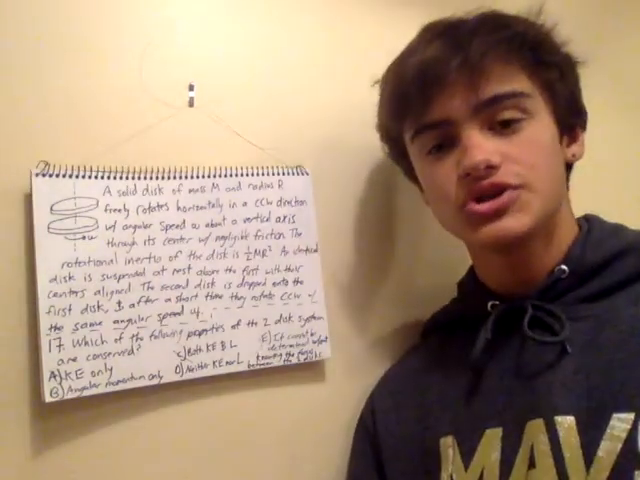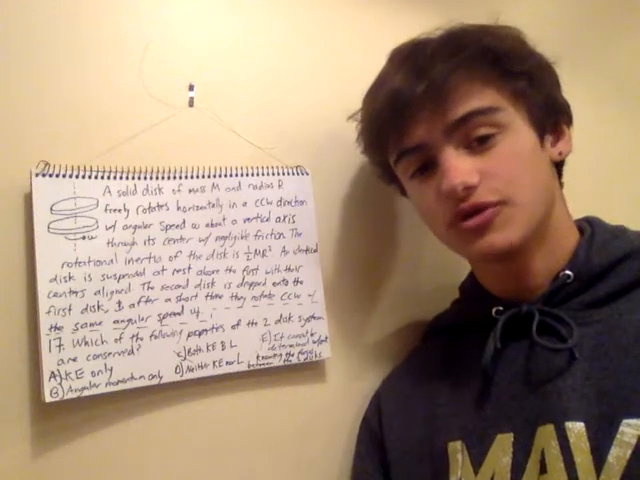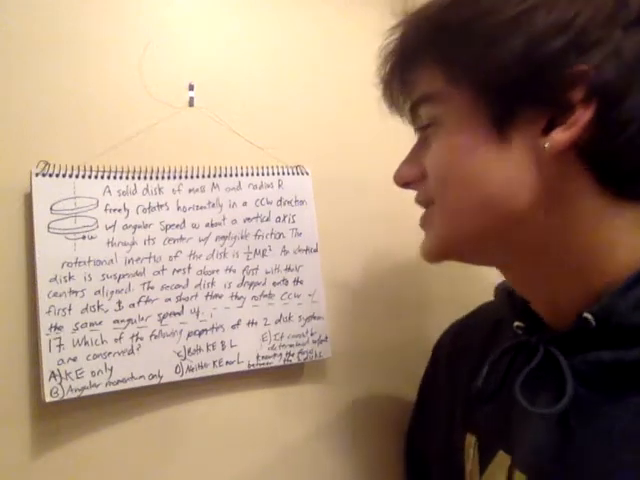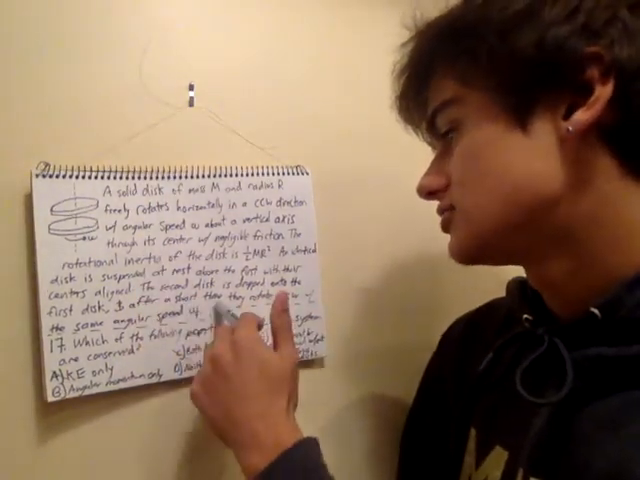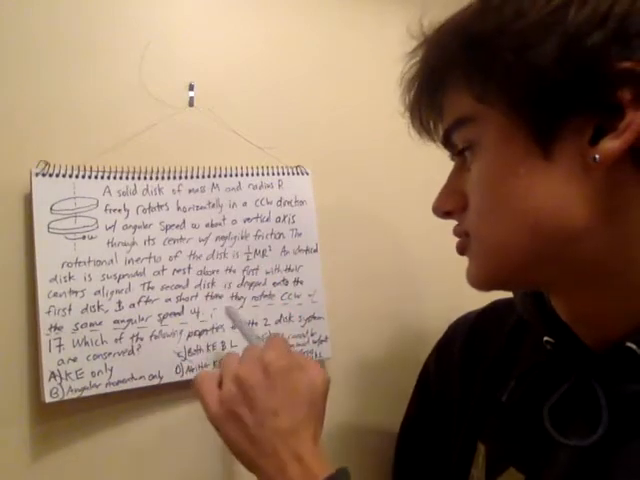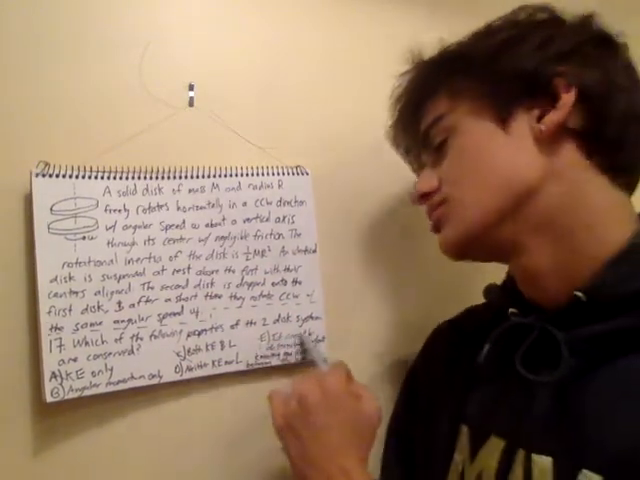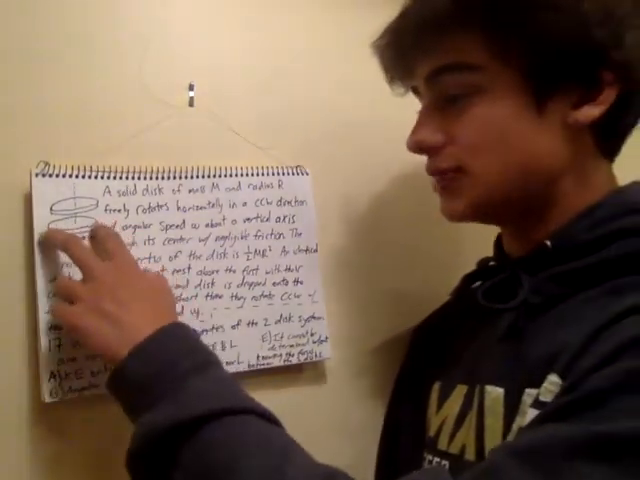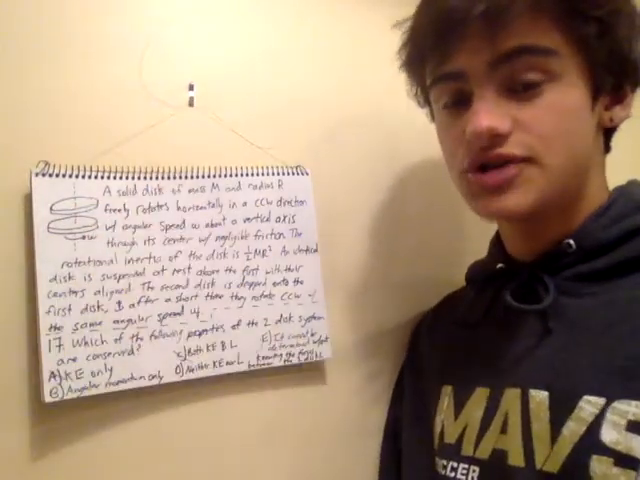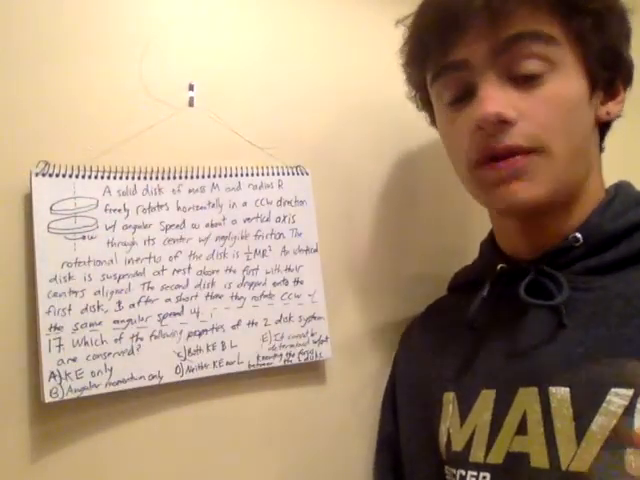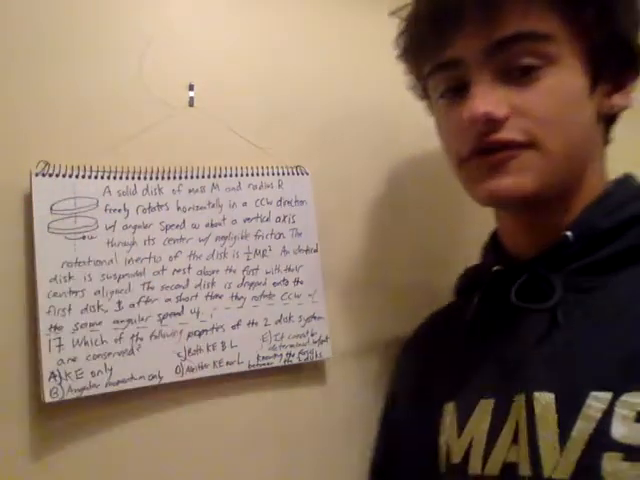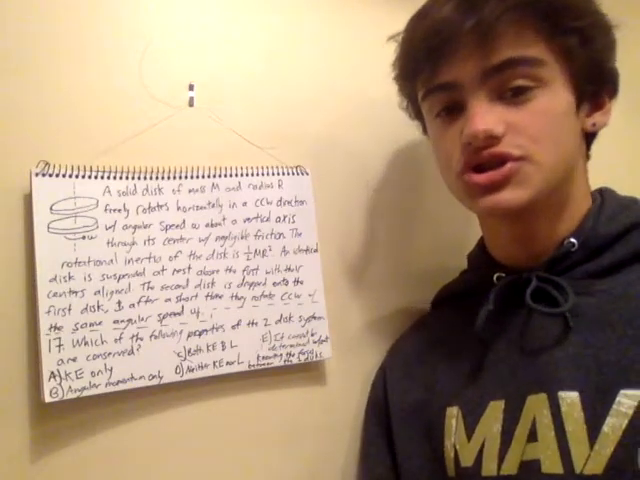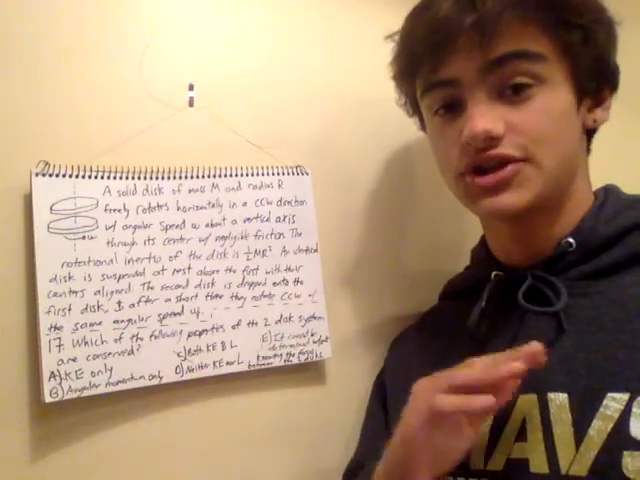Angular momentum is always conserved unless there's an external force added into the system. So in this case, it defines the system for us as, let's see, what does it say? We're talking about the two-disk system here. Which of the following properties of the two-disk system? So if we define this system as just the bottom disk that the other disk is being dropped onto, then yes, angular momentum would not be conserved. But since the system is defined as both of these things, angular momentum is conserved because there's no external force introduced into the system. These are already a part of the system at the start.